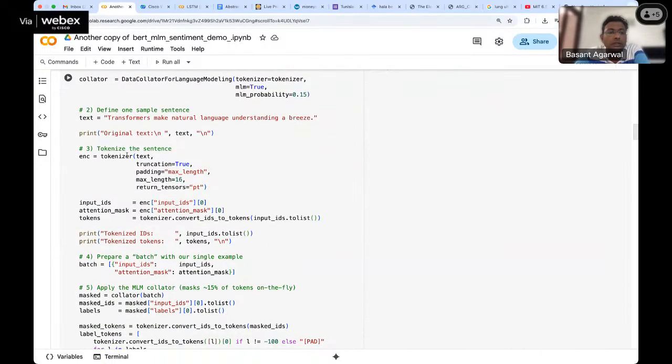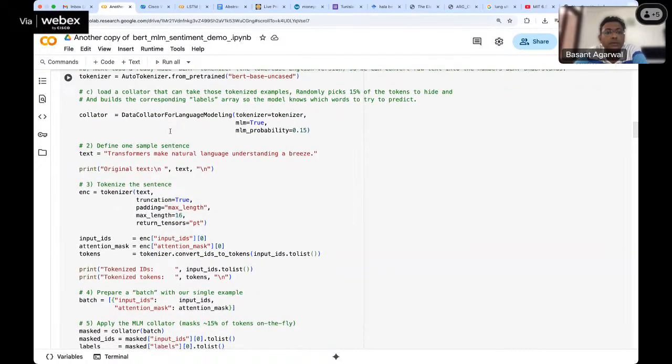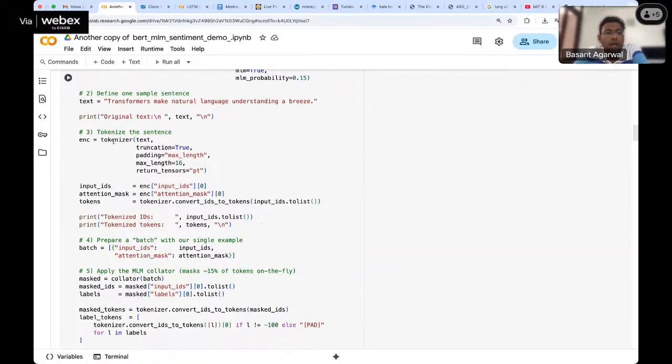So we have just created the objects of the tokenizer and data collator for language modeling. Now we just give the parameters to them. Tokenizer is first taking the text as a parameter. Truncation is true, and it means we have set the maximum length of the input as 16. So if the length of the sentence is more than 16, then in that case, it will truncate the extra words. And if it is less than 16, it will do the padding.